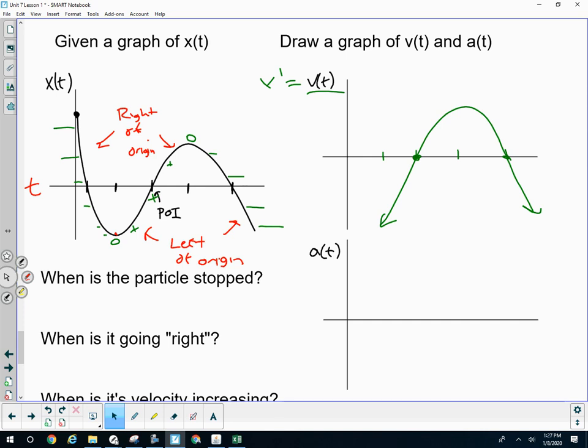If you have v and you're looking for a, slopes of v are a. Positive, less positive, less positive, 0. Negative, more negative, more negative. There you go.